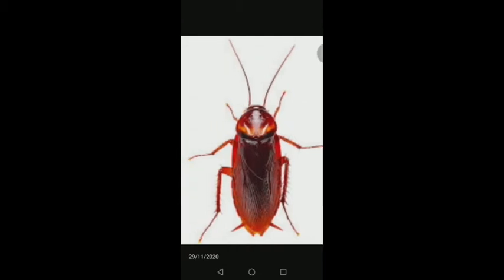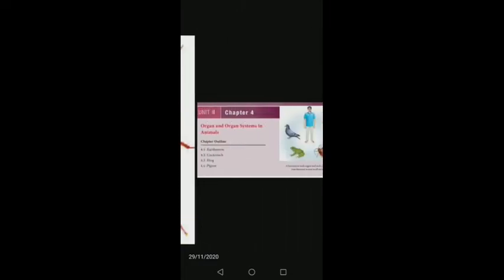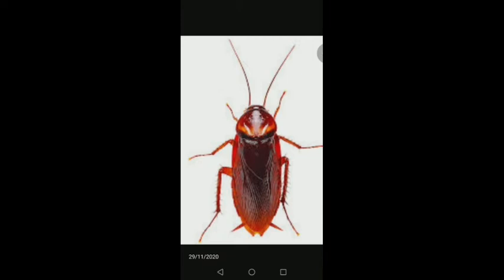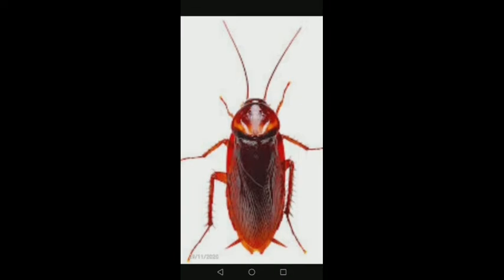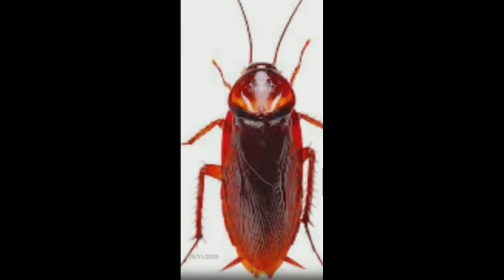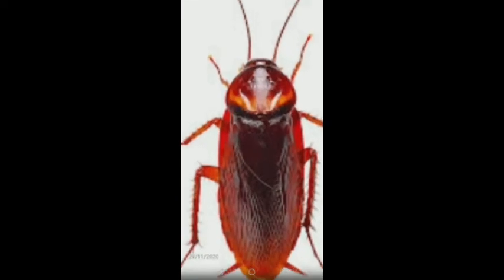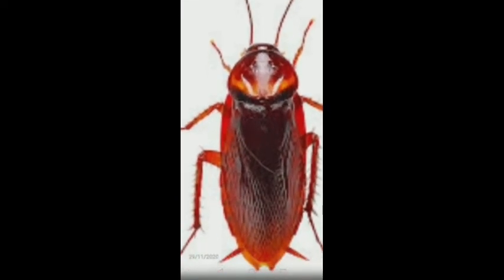Now we'll see the morphological structure of this cockroach. See the cockroach, it is 2 to 4 centimeters in length and 1 centimeter in width. The width is 1 centimeter, and the length is 2 to 4 centimeters.